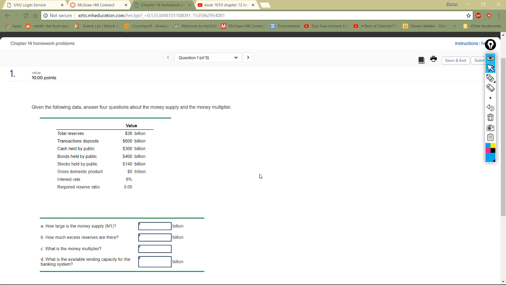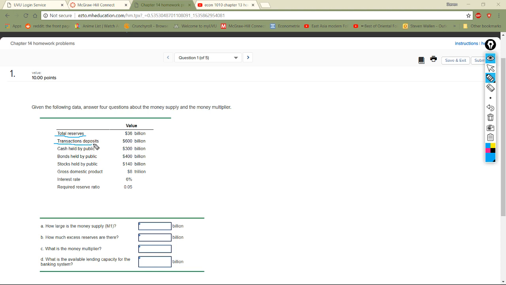Chapter 14. Given the following data, answer 4 questions about the money supply and money multiplier. So right here we got some important key things. Let's go through each one of them. Total reserves, okay? So that's how much money the banks have held back that they have available if people want it. That's just sitting there waiting for them to take the money. They have that ready if people demand it.